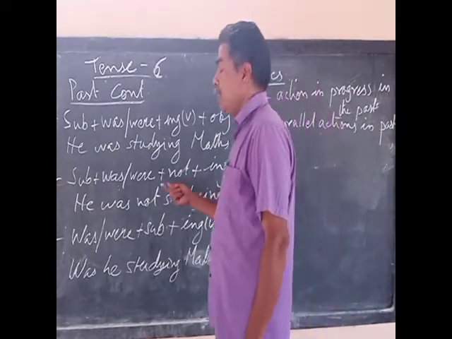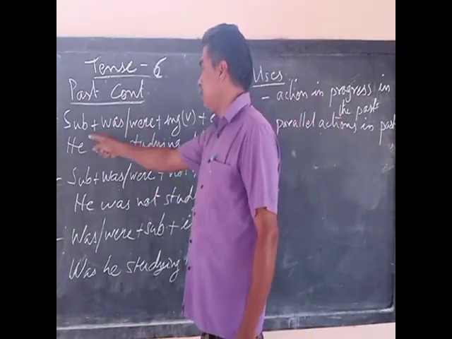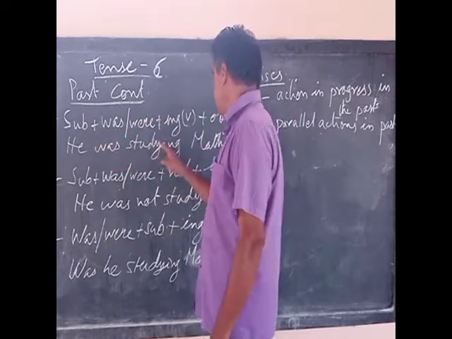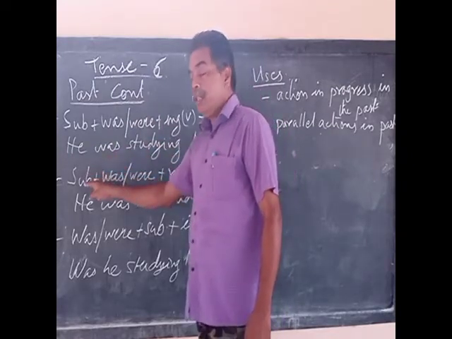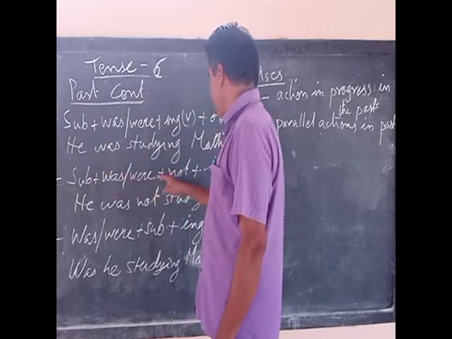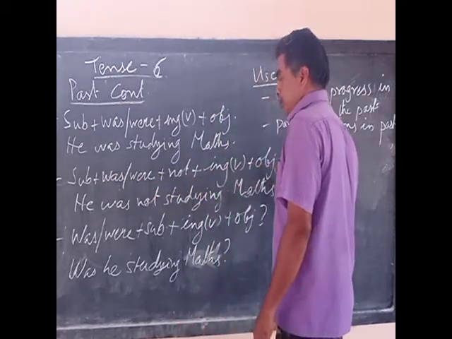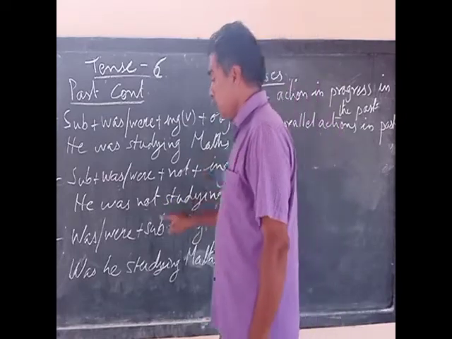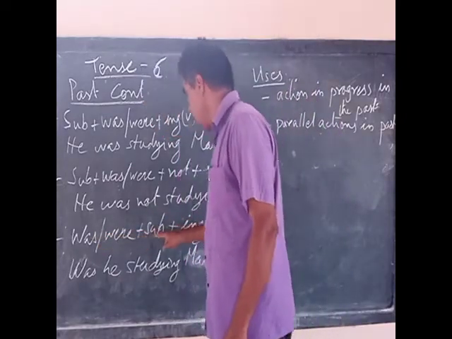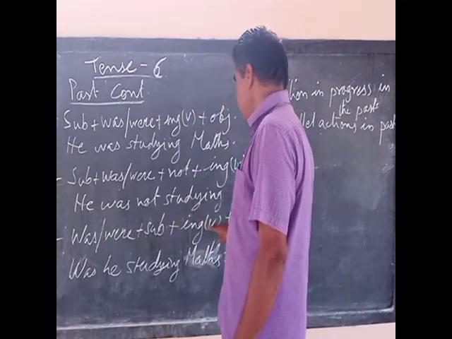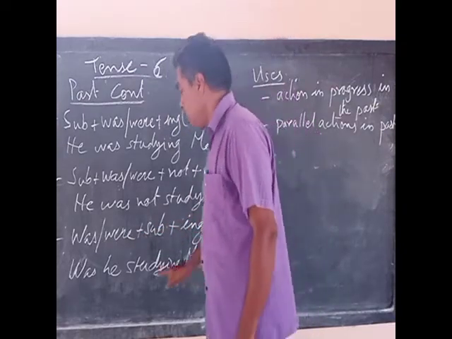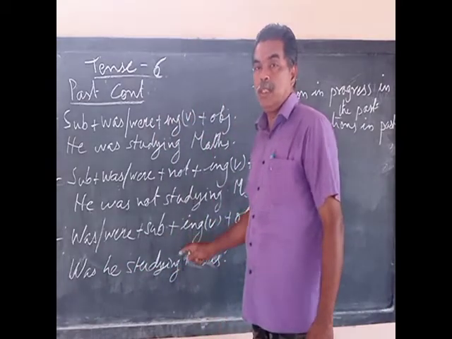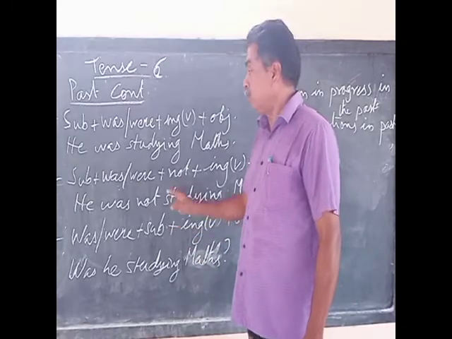Let me tell you once again. The statement sentence structure is subject, was or were, ing verb, object. So he was studying maths. Negative sentence: subject, was or were, not, ing of the verb, object. So we have he was not studying maths. Question sentence: was or were, subject, ing of the verb, object with the question mark. So was he studying maths? Is that clear? I suppose it's fine with you.